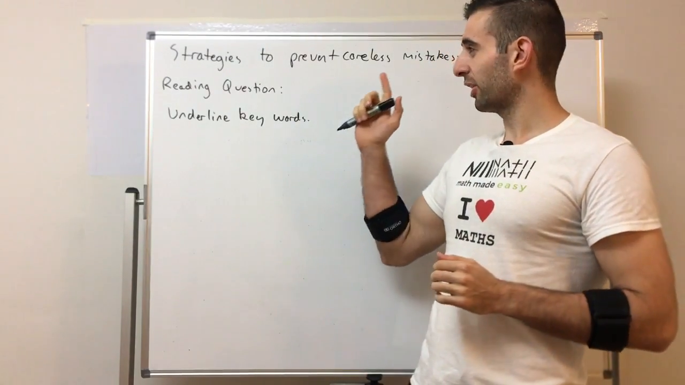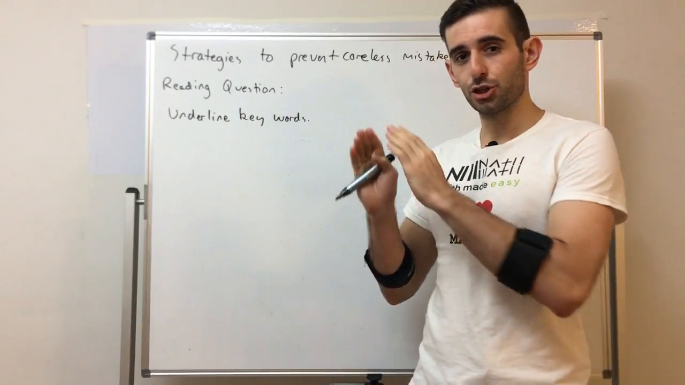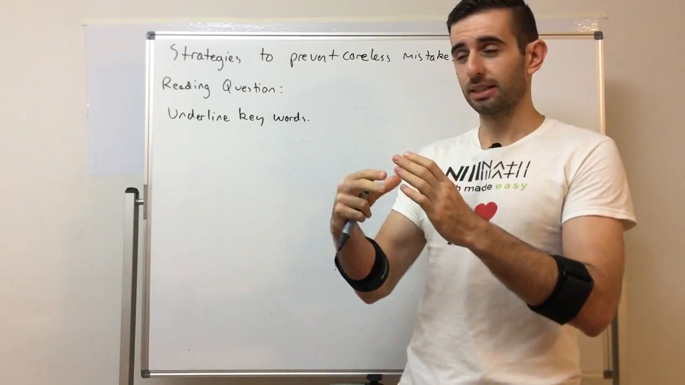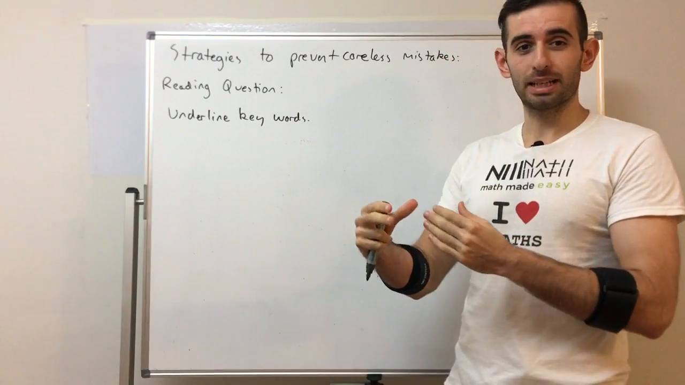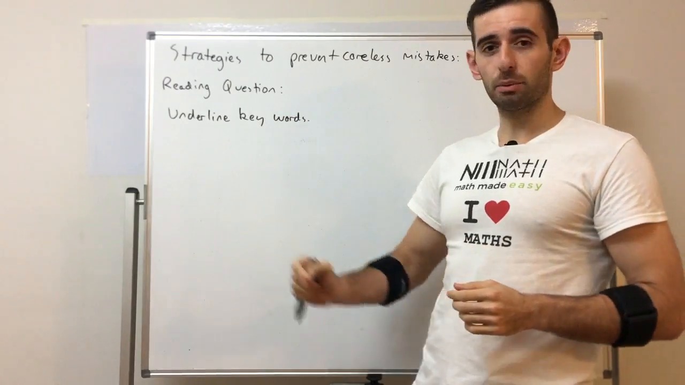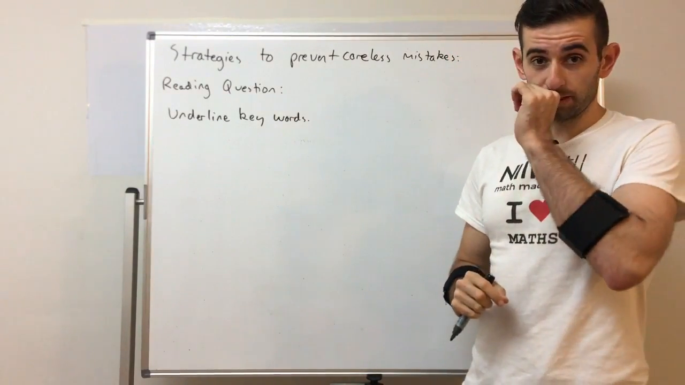So as I said earlier, that's the easiest problem to fix. Just underline those keywords and you should be able to read a question properly and know what you have to answer. The next problem is, do you know how to answer it? But that's not what we're talking about. We're talking about careless mistakes here. So if you underline those keywords, you won't make a careless mistake of not reading the question properly.